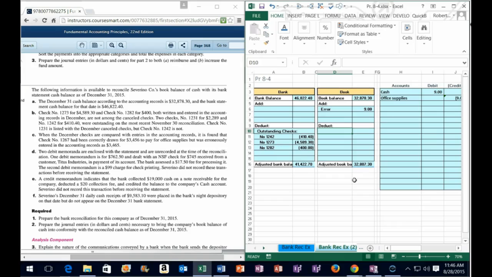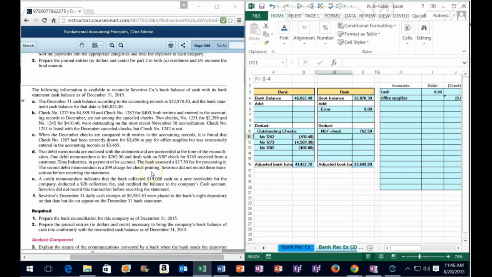We're going to say that this is going to be reduced by the not sufficient fund check for $762.50. That's the amount of the non-sufficient funds. Then we also had the bank issue a $17.50 fee for processing it. Okay, the second debit memorandum is a $99 charge for check printing.